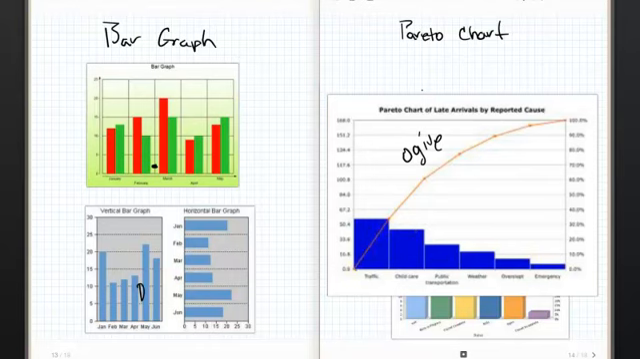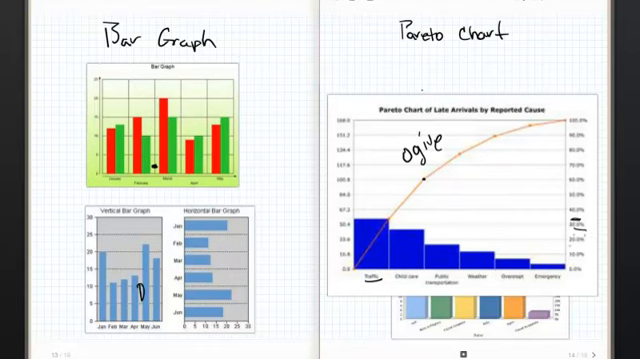And notice from here to here. So, let's say a Pareto chart of late arrivals by reported cause. So I show up late to work because of traffic. Apparently somewhere around 33% of all people reportedly showed up late because of traffic. Childcare is just under 30%, it appears. However, the two together make up over 60%.